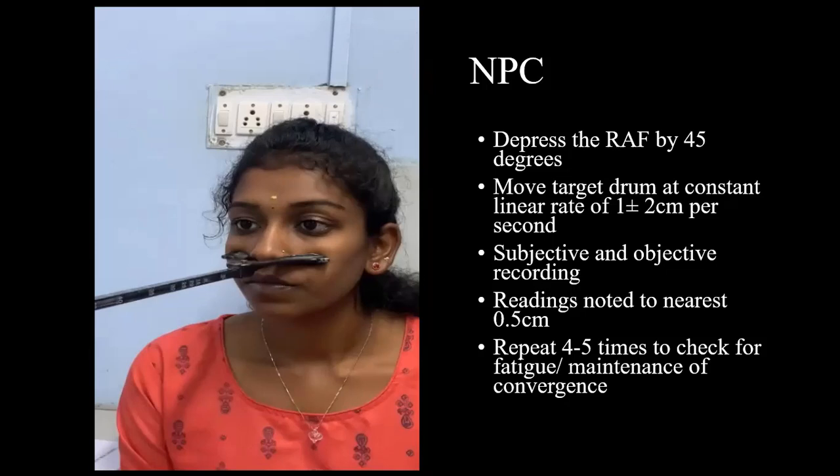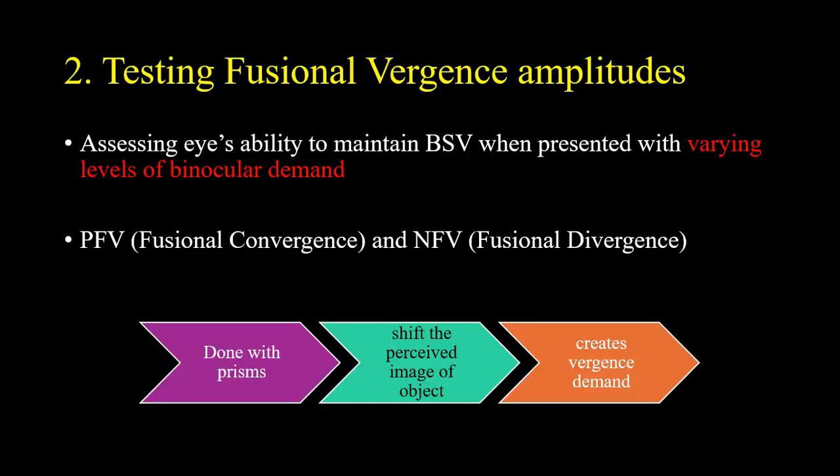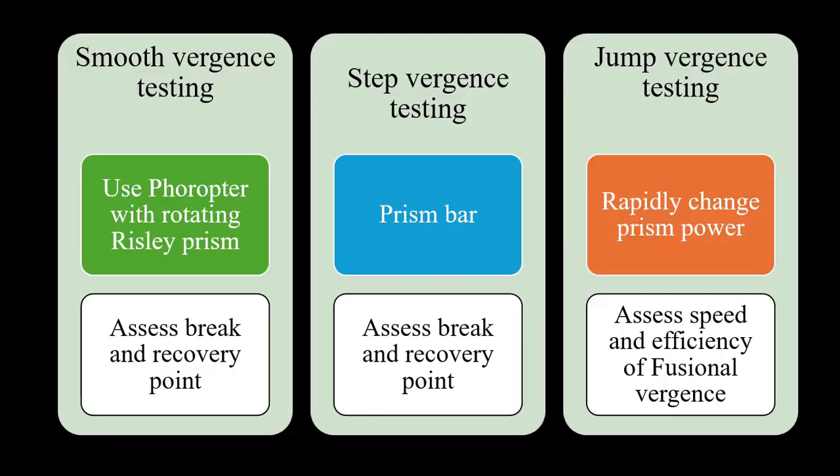The next is testing fusional vergence amplitudes. Vergence amplitude is the ability of the eye to maintain binocular single vision when we are presenting it with varying levels of binocular demand. There are 2 types, the positive fusional vergence or the fusional convergence, and the negative fusional vergence or the fusional divergence. It is done with the help of prisms because prisms shift the image of the object. We know that the ray of light is going to be shifted towards the base of the prism. So this will create a vergence demand.